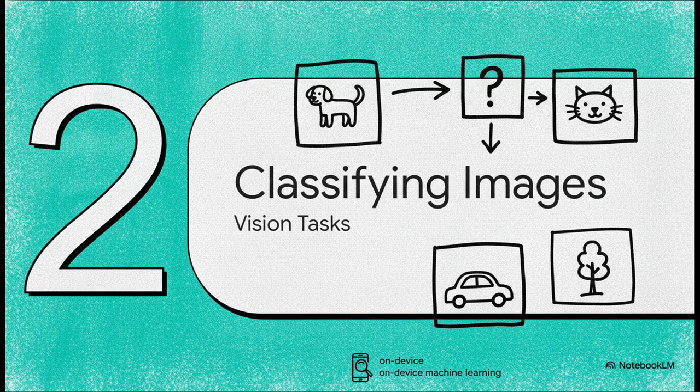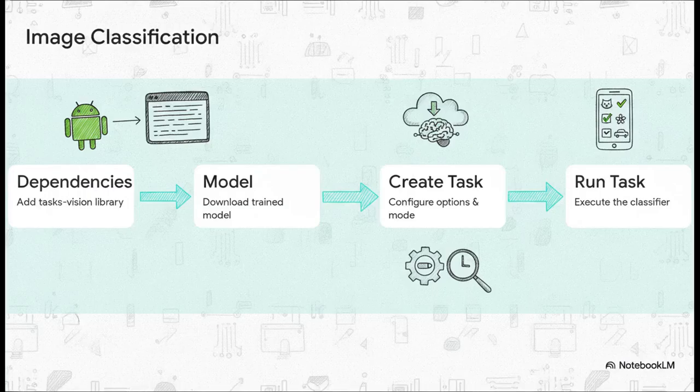Section 2. Classifying images on Android, focusing on vision tasks. Let's step onto the very first rung of our complexity ladder by looking at standard image classification. Now, what's really interesting about this setup is how it establishes a highly repeatable, four-step developer workflow. This isn't just for image classification. You're going to see this exact same architectural pattern crop up across tons of different APIs.